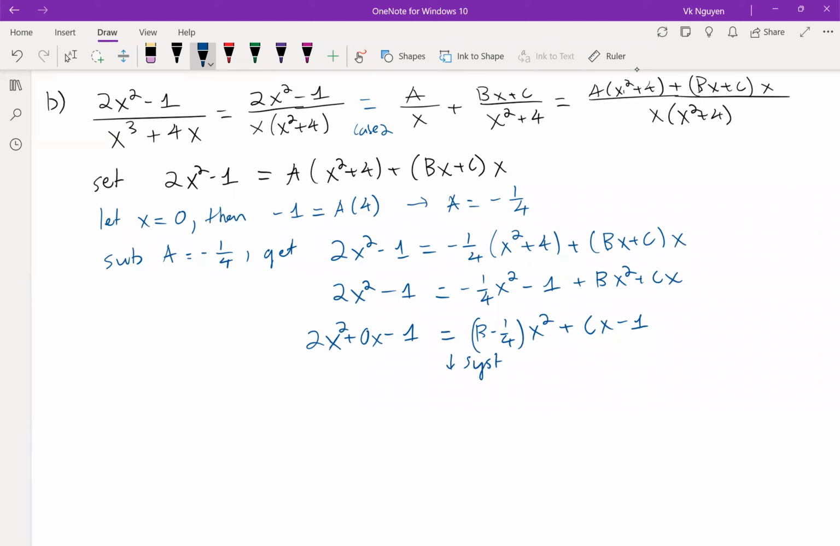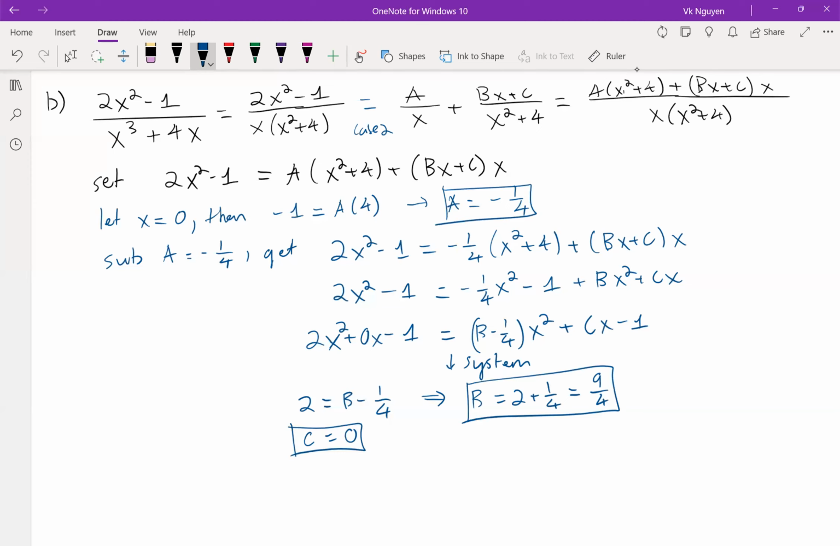Okay, because it is an equation, we get a system here. 2 equals b minus 1/4. C equals 0. So I mean, we have C, and then from here we can quickly solve for B. So B is 2 plus 1/4, which is 9/4. And that is it. Once we have A, B, and C, we know the partial fraction of this.